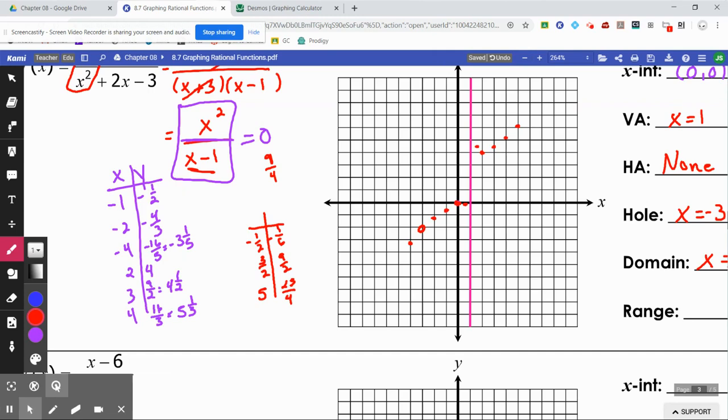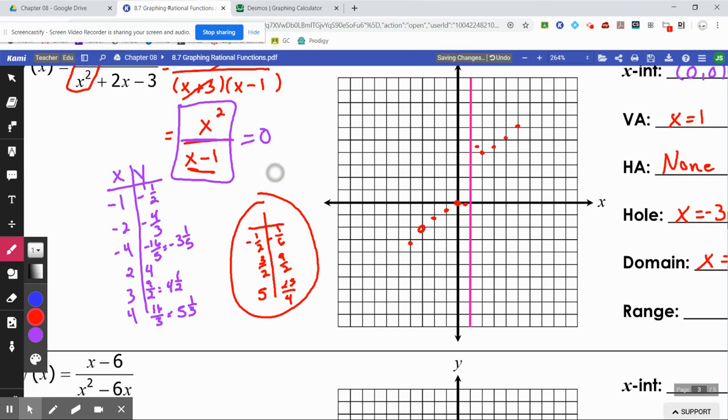Okay, so there's my points, and I actually had to come over here and do a few more points just because I didn't know what was happening as we approached that asymptote line. So I plugged in 1/2 and I got negative 1/2. I had to go back and recalculate that and do it again. So there's my points, and it's an odd looking graph, but here's what's happening.